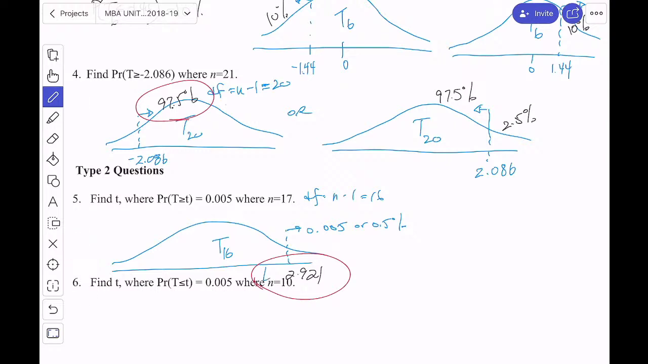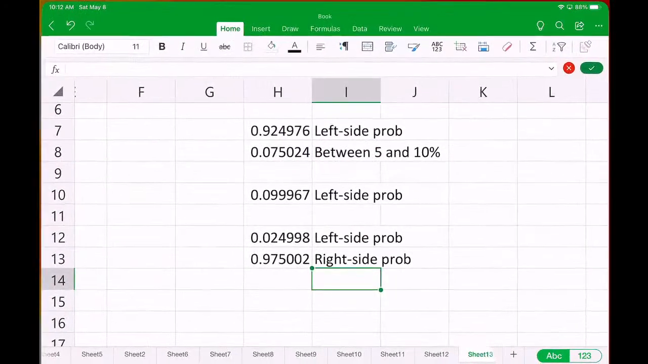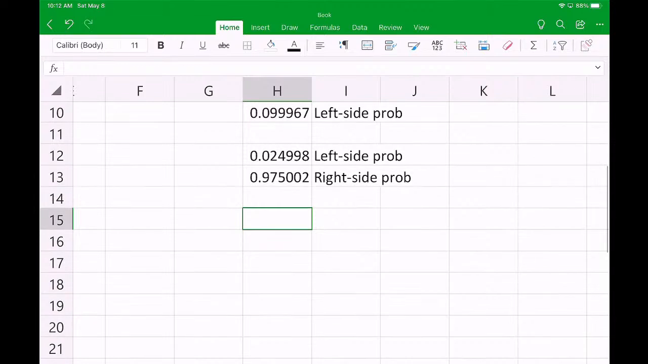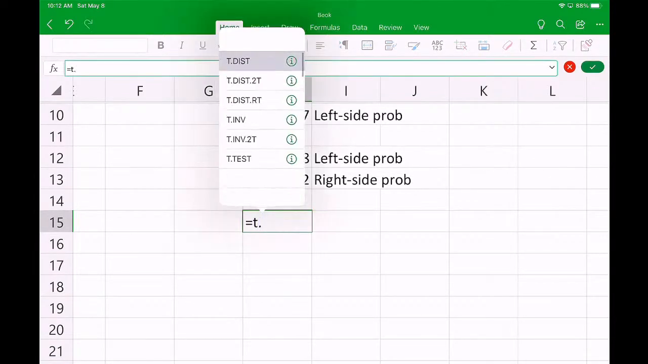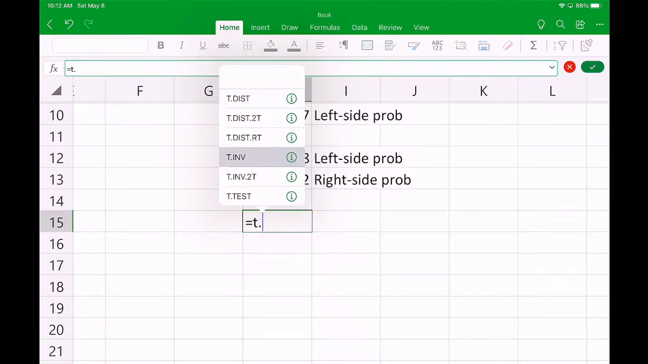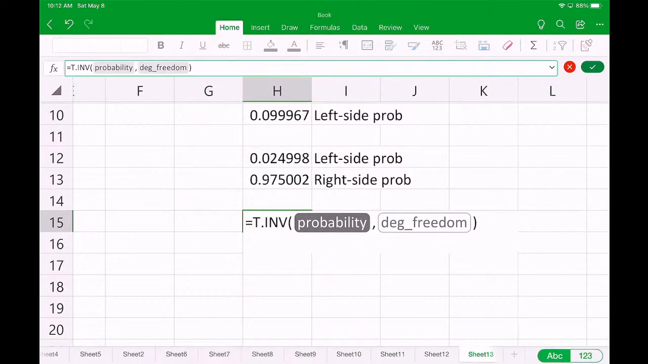Now let's do it in Excel. In Excel, you want to do the inverse calculation for the upper tail, so you have to keep in mind that's what you want. What does Excel give you? In Excel, equals T inverse, this one. You have to give the probability 0.005 and degrees of freedom, and I guess it's going to give you the left side. Let's see what happens. Or does it give you the upper tail?